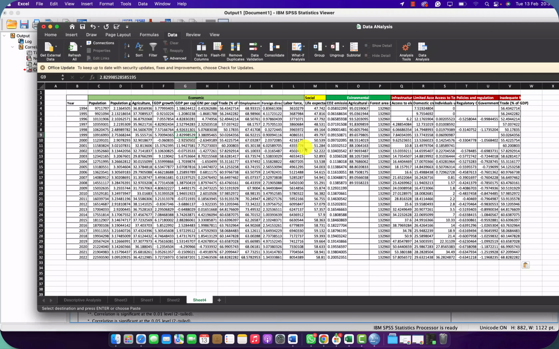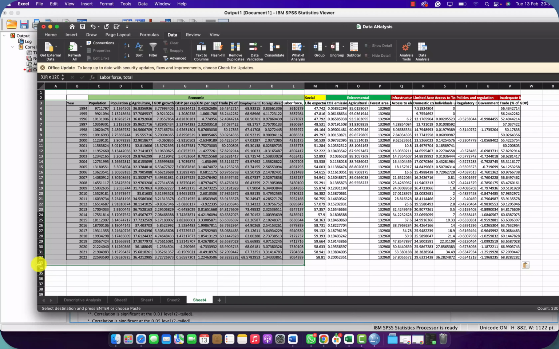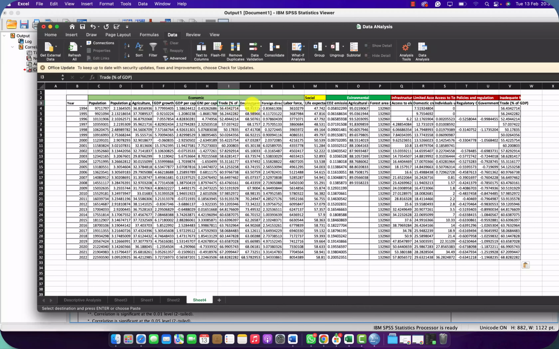This is a data set that has already been cleaned that we got. This data set is for Nigeria and it's showing the population growth, agricultural, forestry, we have GDP growth, we have GDP per capita, we have GNI. All these are economic factors. Even the GNI, we have the trade, we have the employment in agriculture, we have foreign direct investments, we have labor factor. All of them are economic factors. And we also have social factors like life expectancy. We also have an environment factor, which is CO2.